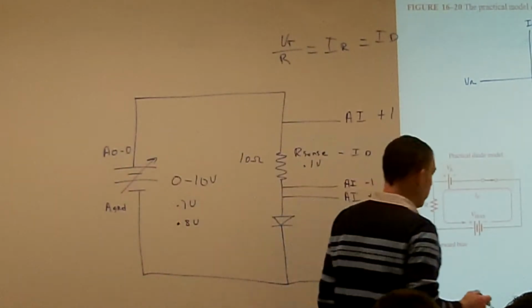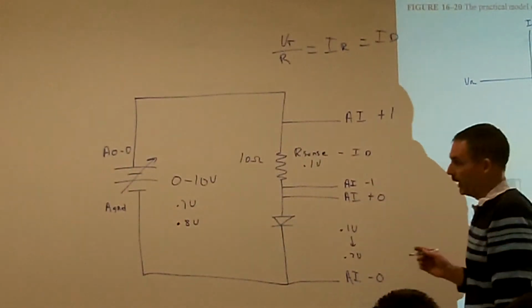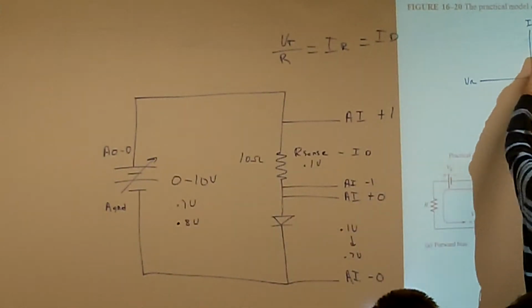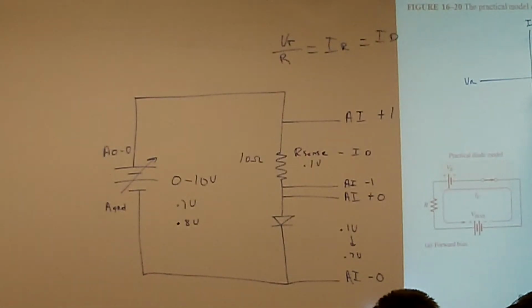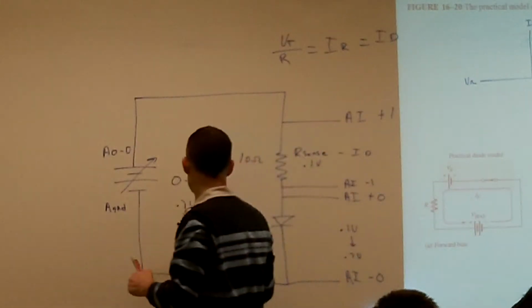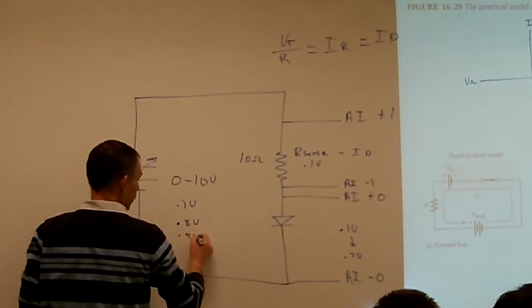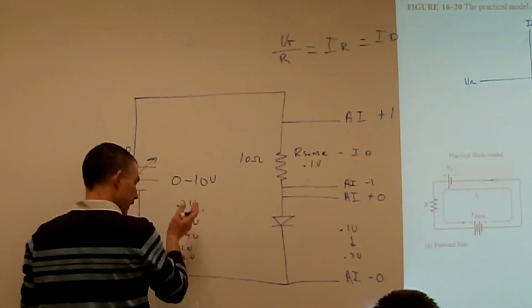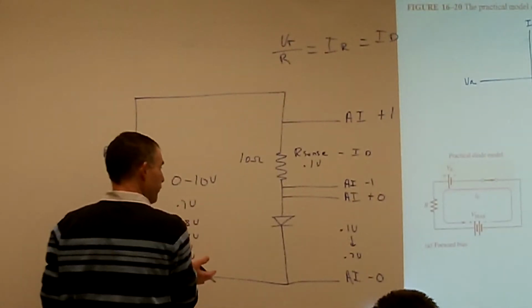Now any slight change on my variable power supply, since I'm already conducting and the diode has turned on, any slight change as I start to increase the voltage of my variable power supply, my current is really going to start to shoot up. And this thing is going to go to 0.9 volts, and it's going to go to 1 volt, 2 volts, and it's just going to keep on stepping up that voltage.